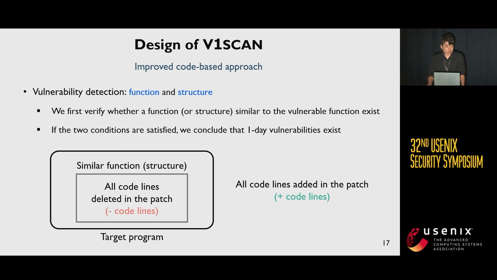V1SCAN first verifies whether a function similar to the vulnerable function exists in the target program. If the similar function or similar structure is detected in the target program, then V1SCAN verifies whether the deleted code lines are contained in the similar function. This allows us to avoid producing false positives, which exhibit a completely different syntax but contain the short and general deleted code lines. So by using the vulnerable code classification technique and also by considering only the added and deleted code lines, V1SCAN can address the false negatives of existing code-based approaches effectively.